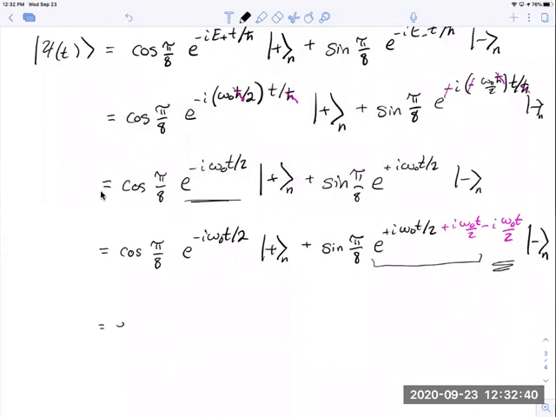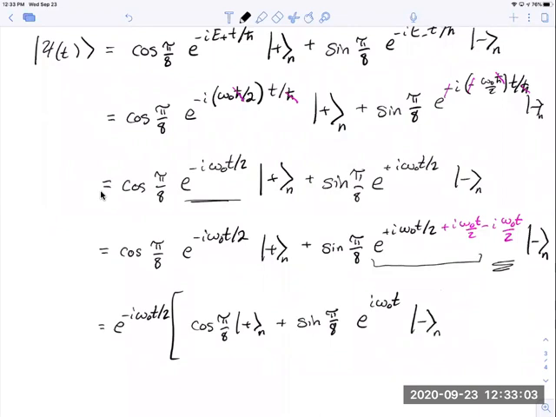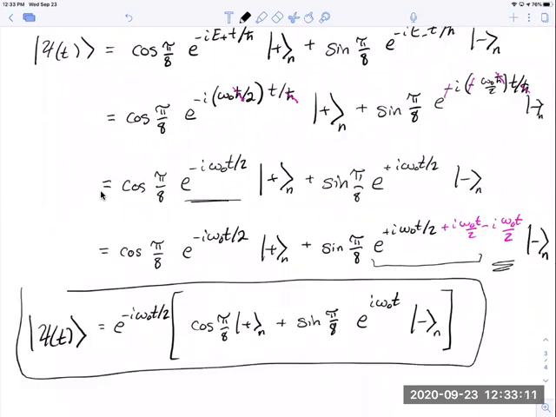So I then have e to the minus i omega naught t over 2 times the following mess. The cosine of pi over 8 in the spin up direction, in hat direction, plus the sine of pi over 8 e to the i omega naught t times spin down in the n hat direction. This is psi as a function of time. All right. So this is in its most useful form.